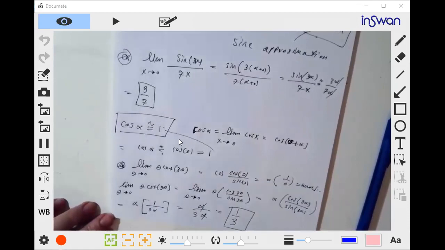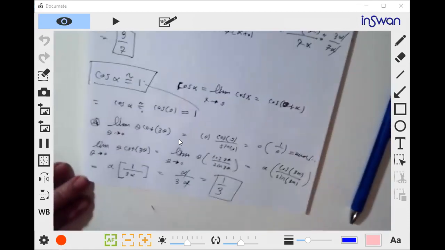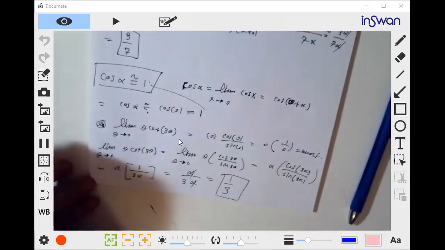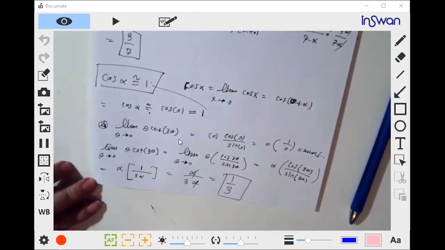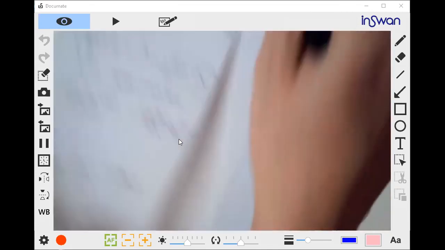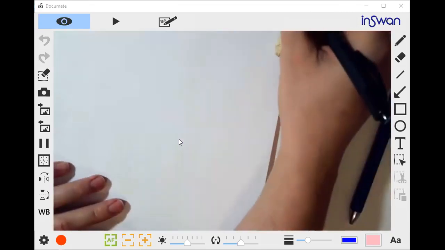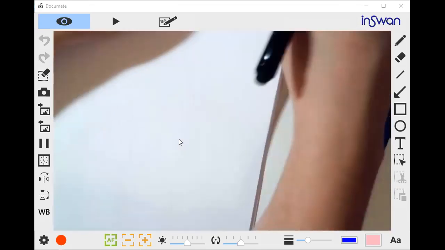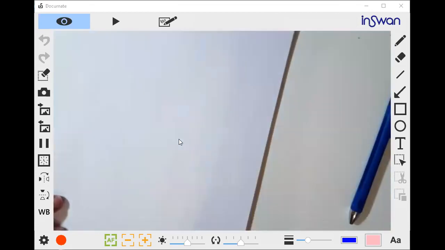Amazing. We were able to extract a finite value out of this limit as theta approaches 0. When we brute force plug in a 0, we don't get anything meaningful. But by thinking about it in terms of infinitesimals, we do get something finite and something meaningful, which is incredible. All right.